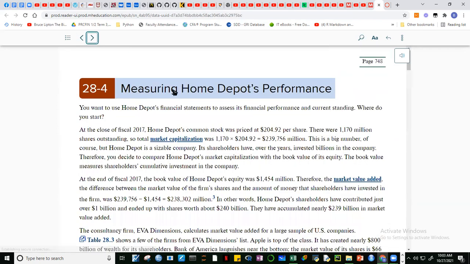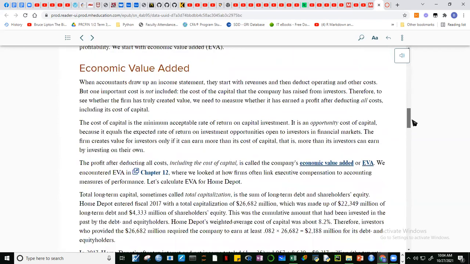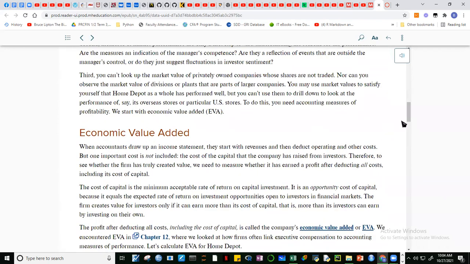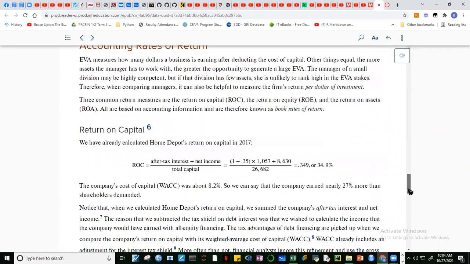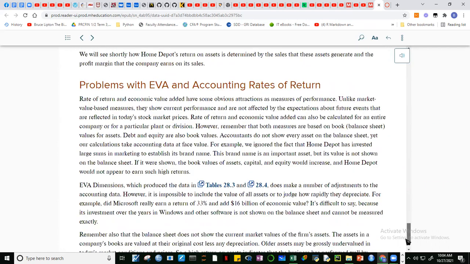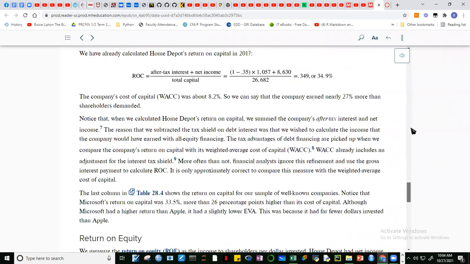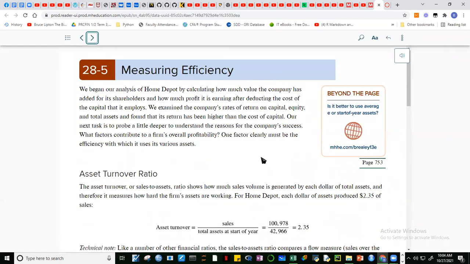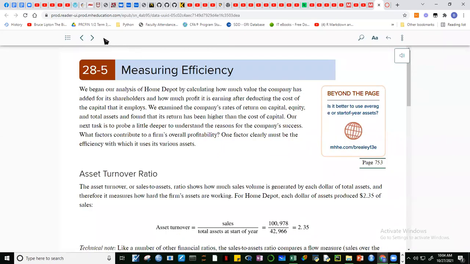Okay, 28.4 is measuring Home Depot's financial performance. Here you have the EVA, the economic value added. We also have here accounting rates of return, return on capital, return on equity, return on assets. And here is a discussion on some problems about EVA and accounting rates of return. So 28.5 is now efficiency measures, which we're also going to discuss. All right, and then etc.